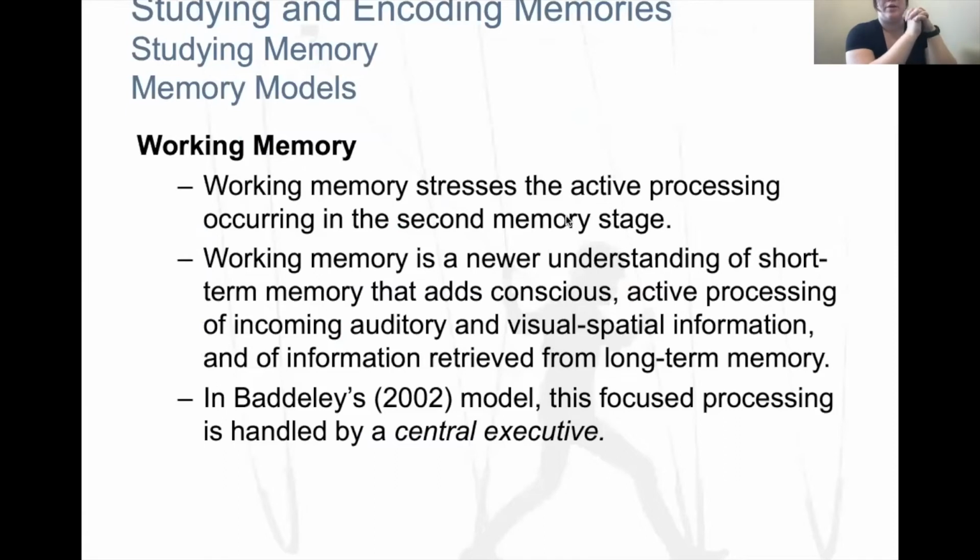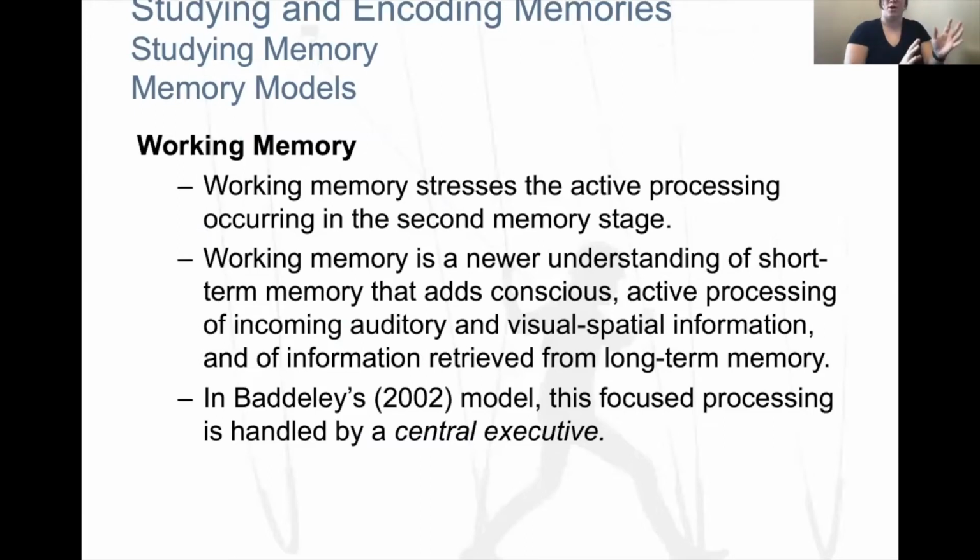So, working memory, right? Previously called short-term memory, now called working memory. Working memory stresses the active processing occurring in the second memory stage. Working memory is a newer understanding of short-term memory. It adds our conscious, active processing of incoming auditory and visual-spatial information, and information retrieved from long-term memory.